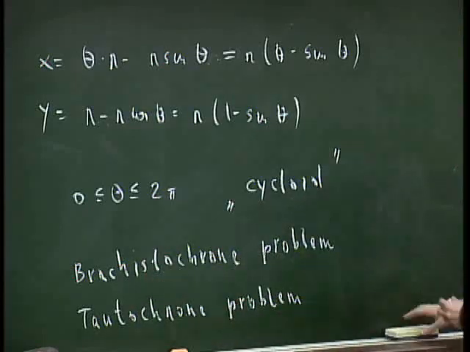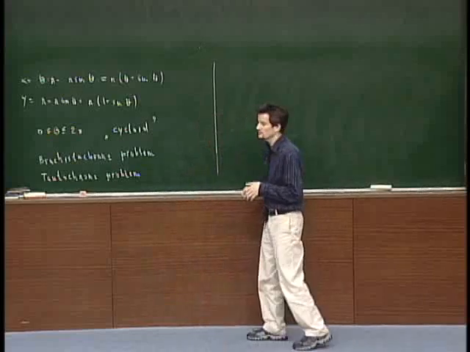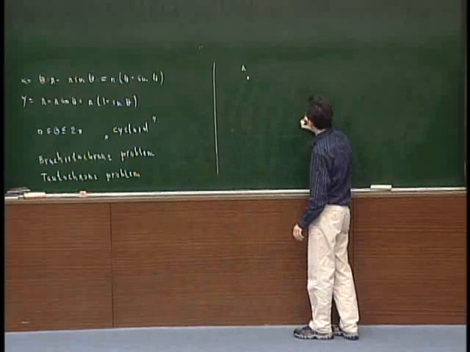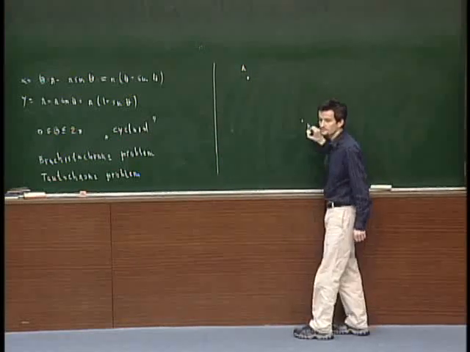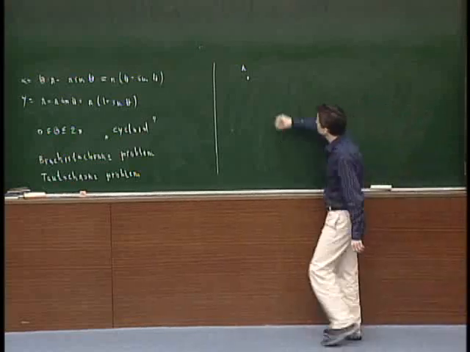What is the first problem? The first problem was a question which was posed by, I think, Bernoulli. No, Bernoulli solved it. Maybe Euler or some famous mathematician asked the following question. Okay, you have given two points. The second point is below the first one. Now what you have is you put a particle here.